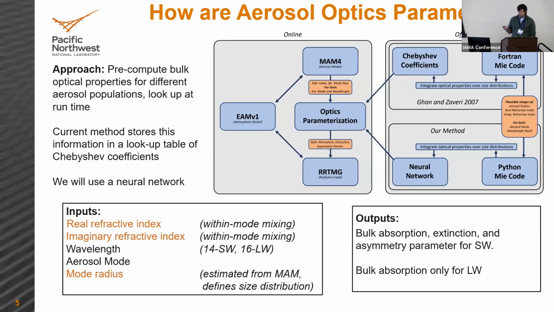So our idea is to use a similar approach, but replace this lookup table with a neural network. But we can still take this approach of using Mie code to pre-compute the optical properties of a bunch of plausible aerosol populations ahead of time and use that as training data for the neural network that then gets used instead of the existing parameterization.